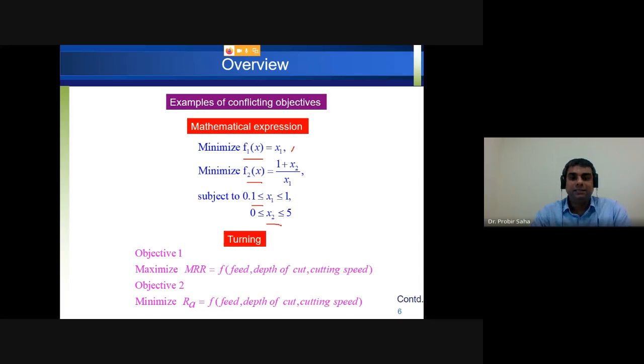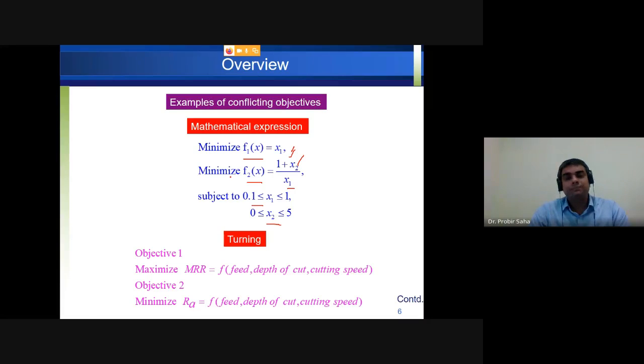Now, interestingly, if you try to minimize x1, and you are not changing x2, automatically it will maximize f2. But what is your requirement? My requirement is that I want to minimize f1(x) and minimize f2(x). That makes these two objectives conflicting with respect to x1 at least.